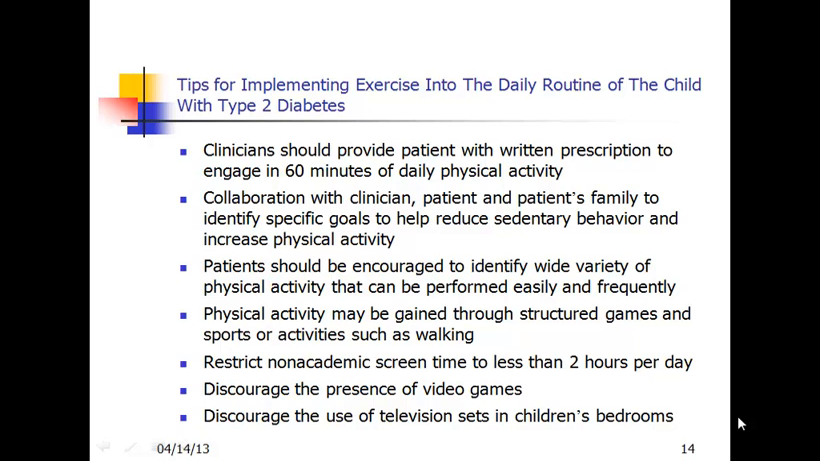Patients should be encouraged to identify a wide variety of forms of activity that can be performed both easily and frequently. Patients should be encouraged to incorporate physical activities into their daily routine. Physical activity may be gained through either structured games and sports or through activities such as walking. Patients should be encouraged to restrict non-academic screen time to a maximum of 2 hours per day and to discourage the presence of video screens and television sets in children's bedrooms.